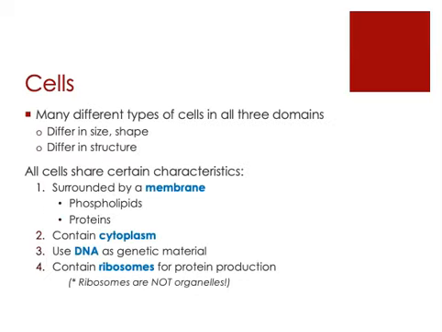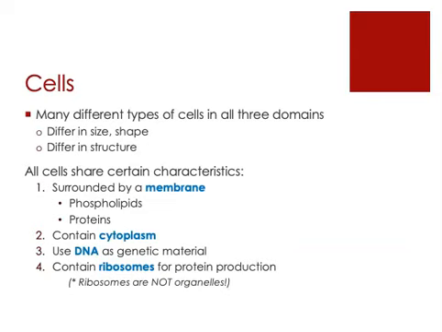Now, when we examine living things in the three domains, we're going to find lots of different types of cells, lots of different sizes and different shapes. They're going to have different internal structures, different types of molecules within them. But all cells share a certain number of things in common. What I've listed here are the four things that all cells have. So if it's a cell, and if it's on planet Earth, it has these four things.